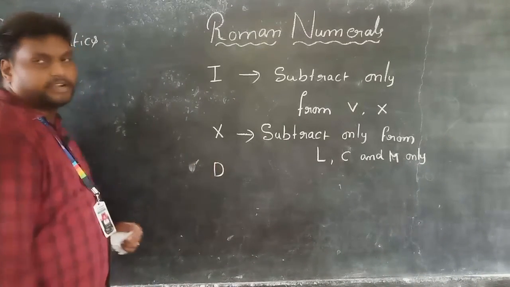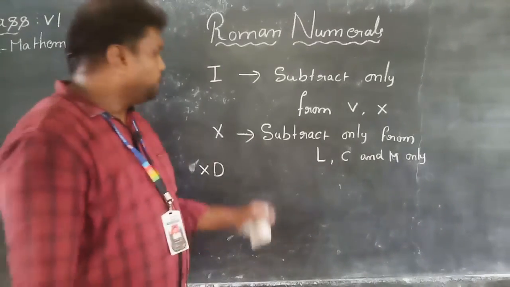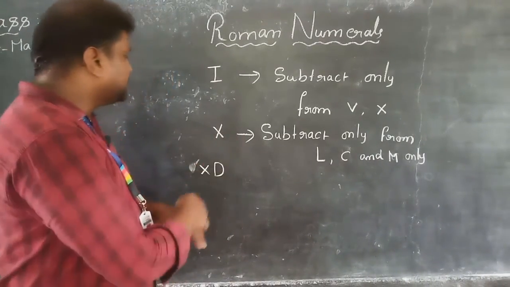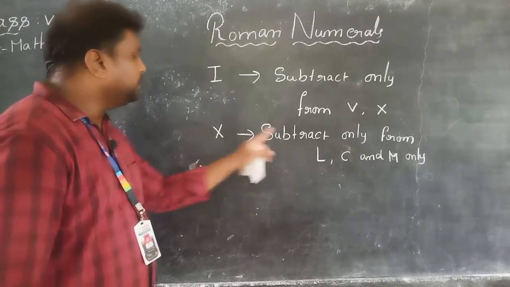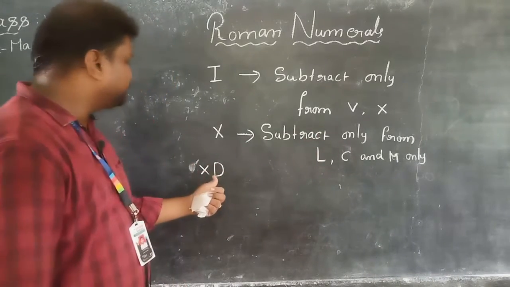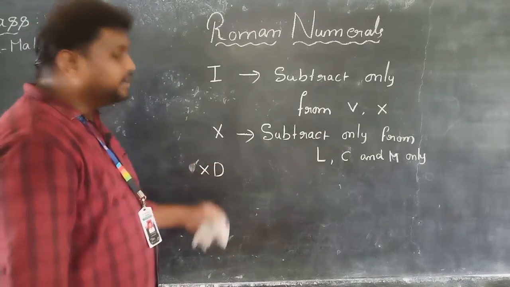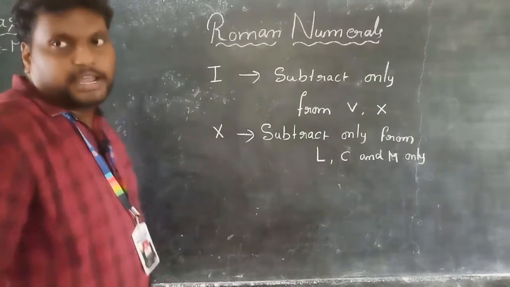D is the 500. Don't use before X like this. Okay, we have to use X. X didn't use before the other values. Means what are the other values? L, C, M except this value, means D only. D is nothing but 500. These are 2 rules. I repeat once again.